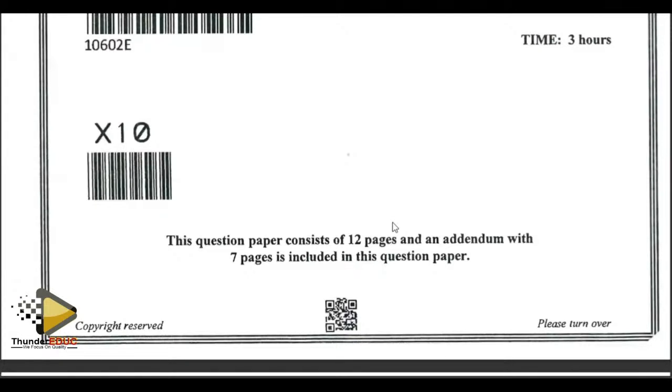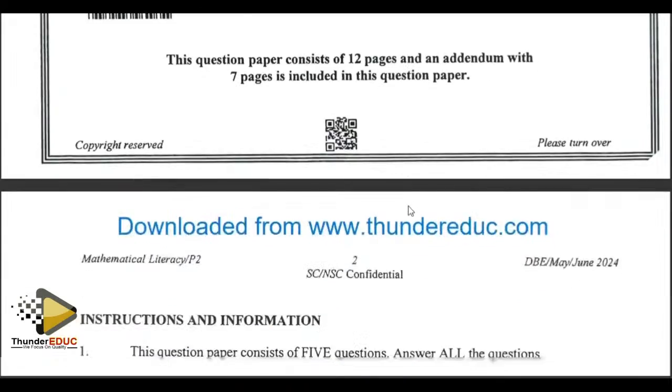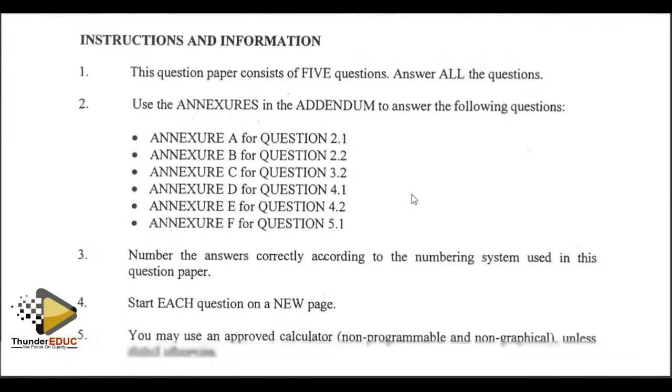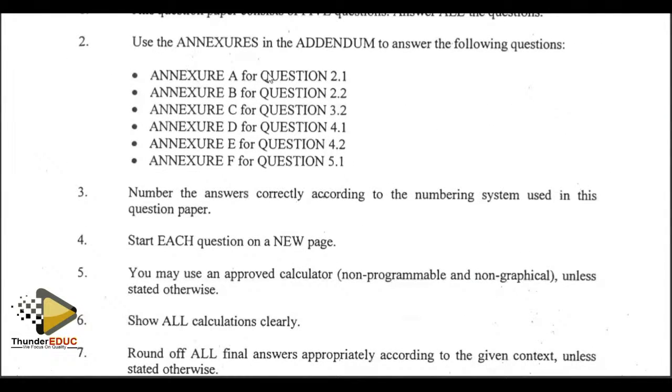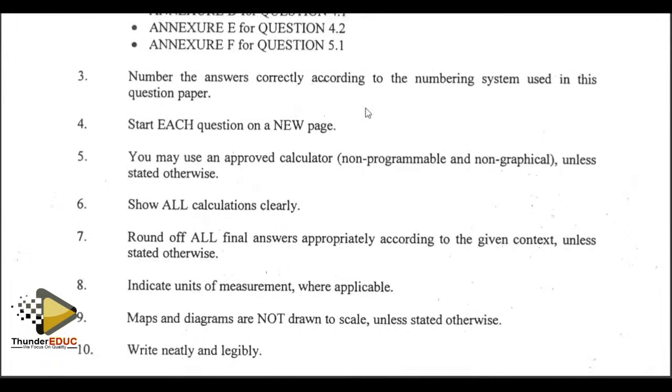The question paper consists of 12 pages and an addendum with 7 pages is included in this question paper. All right, we shall use the addendums as we see. We shall need them for questions 2.1, 2.2, 3.2, 4.1, 4.2, 5.1. Please, as you do your exams, don't forget instruction number 4 is important.